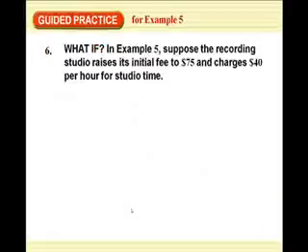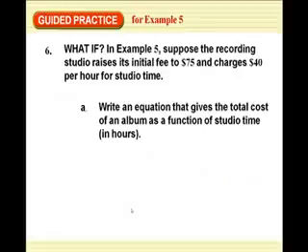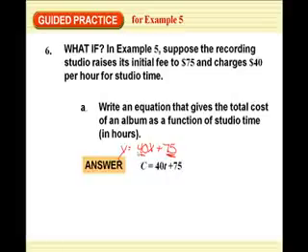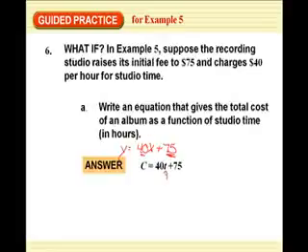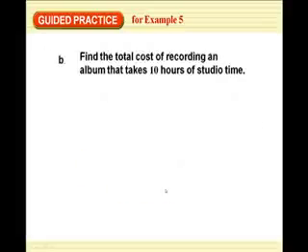So what if the recording studio raises the initial fee to $75 and charges $40 per hour for studio time? Write an equation. So y equals 40x plus 75, because that 75 isn't going to change. That's our constant. This is our rate of change per hour, 40, 80, 120, and so on. Okay, so we got that right. And then find how much for 10 hours. So 40, I'm going to go back here. We'll put a 10 in right here. 40 times 10 is 400, plus 75 would be $475.